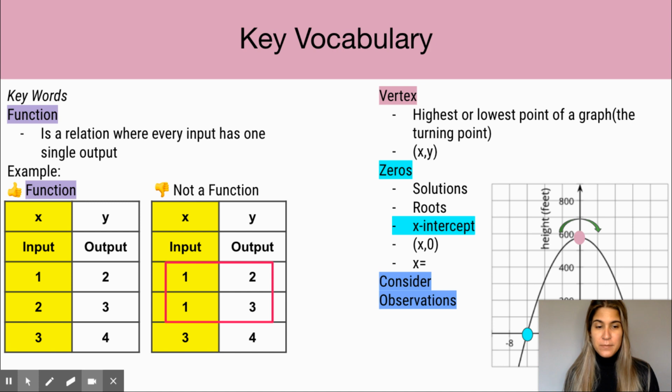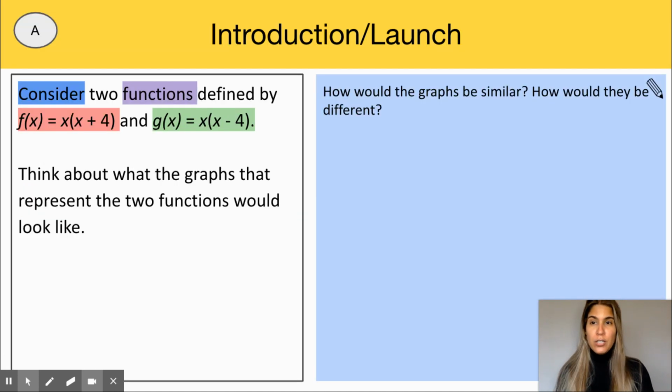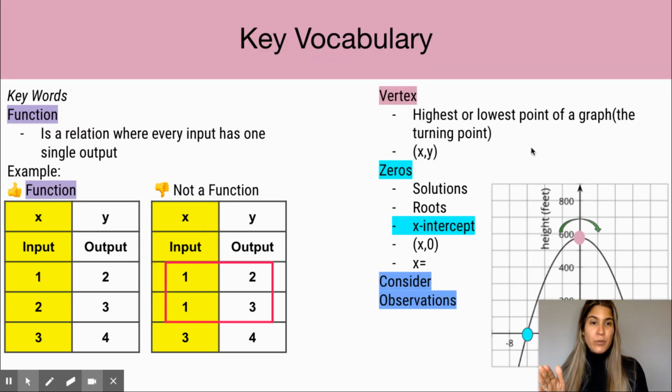this lesson. The reason we front load this is because in the introduction launch, the students will have to consider two functions. So they will be using their vocab words from the beginning. Now, I've highlighted the words in the same color as in the key vocabulary word slide. So if the students need to refer back to the slide, they can quickly find where that word is located to refer to its definition.